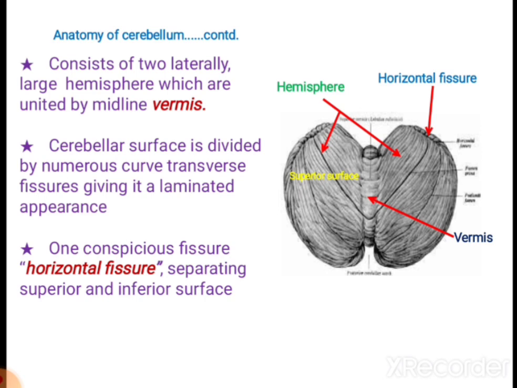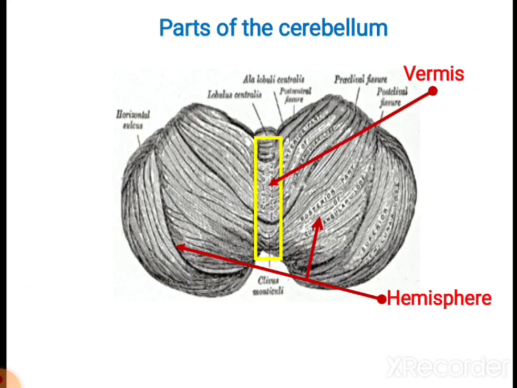The cerebellum consists of two large lateral hemispheres which are united in the midline by the vermis. So in the midline we can see the vermis. The cerebellar surface is divided by numerous transverse fissures which give it a laminated appearance. One conspicuous fissure is the horizontal fissure. So this is the horizontal fissure, which separates the superior and the inferior surfaces. In the diagram we can see the two hemispheres of the cerebellum, and in the midline they are united with the help of the vermis.